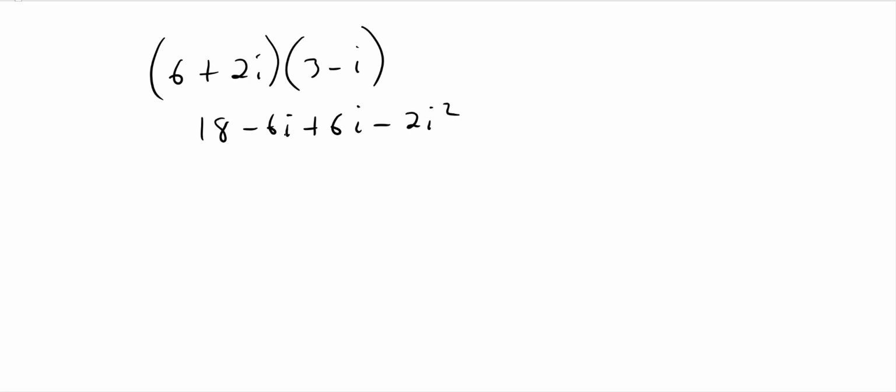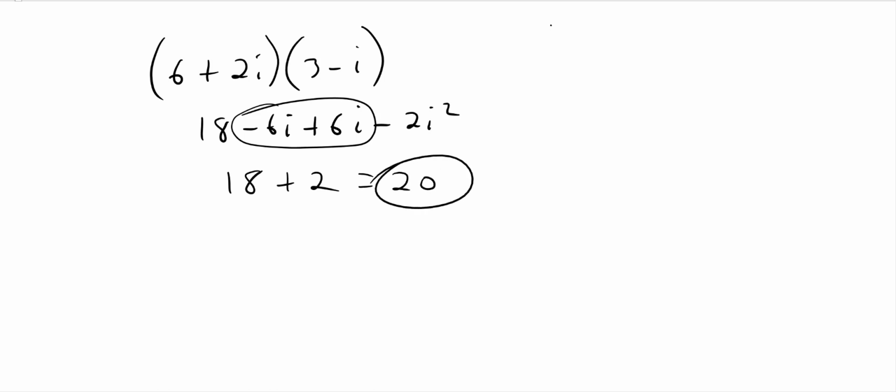Okay, that's cool. Well, it's kind of nice. This is kind of random, but these guys cancel out. So don't put 0. I mean, it's gone. So basically you have 18, and what's negative 2i squared? Plus 2. So my answer for this problem is 20. Okay, let's try another one here. Negative 3 minus 2i times negative 4 minus i.